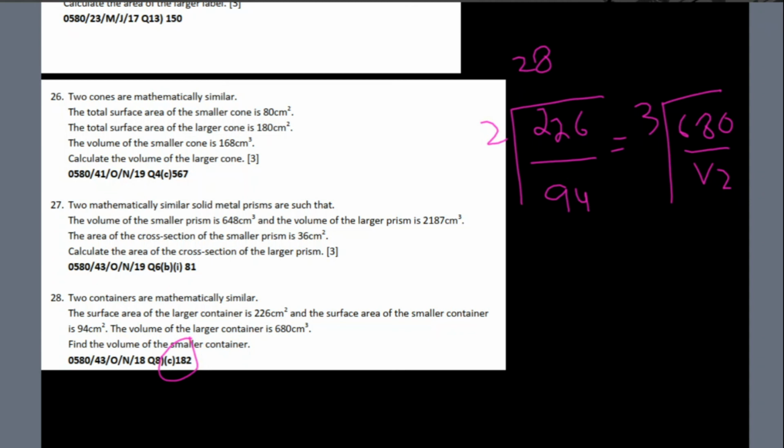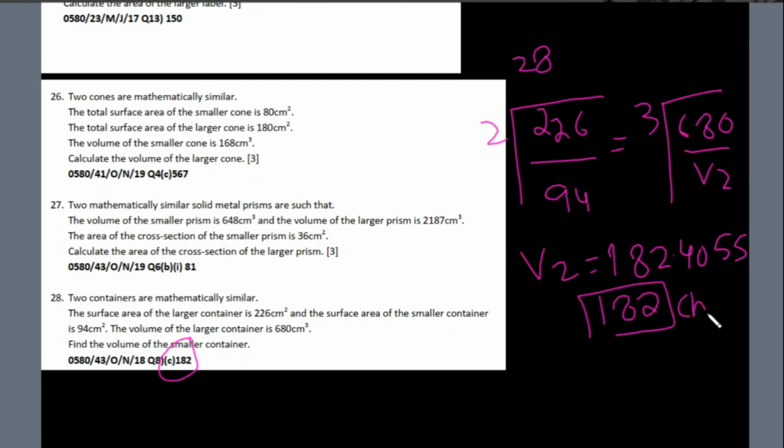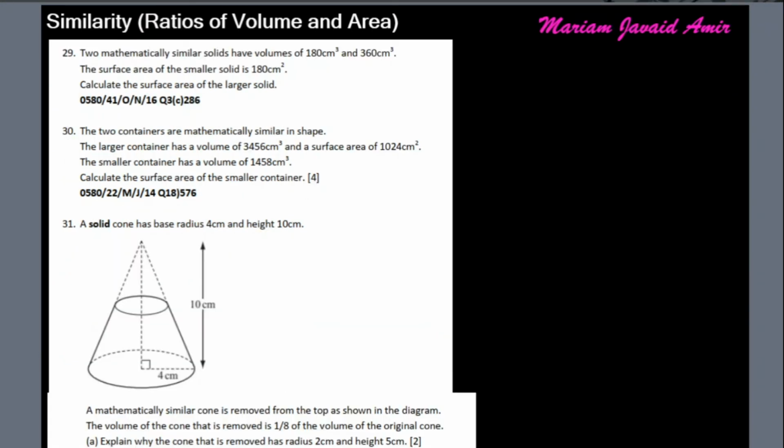V2 equals 182 centimeter cube. Okay, so I'm getting V2 equals 182.4055, and rounded off to 3 significant figures, this becomes 182 centimeter cube. Next question. Two mathematically similar solids have volume and so on. Surface area of the smaller one is 180. Calculate the area of the larger solid.